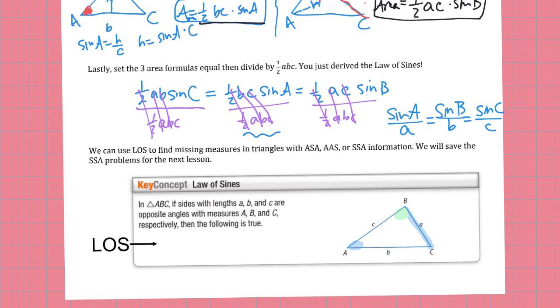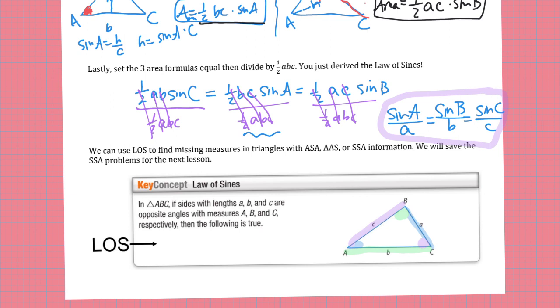The sine of angle B is proportional to the length of side B across from it. And then also in the same triangle, if you look at C, the length of side C is proportional to the sine of angle C across from it. So this is called the law of sines, and it's banking on the fact that the sine of the angle is directly related to the length of the side across from it. And so we're going to use that to find missing sides and angles in triangles when we don't have a right triangle, because SOHCAHTOA only really works if you've got a right triangle.